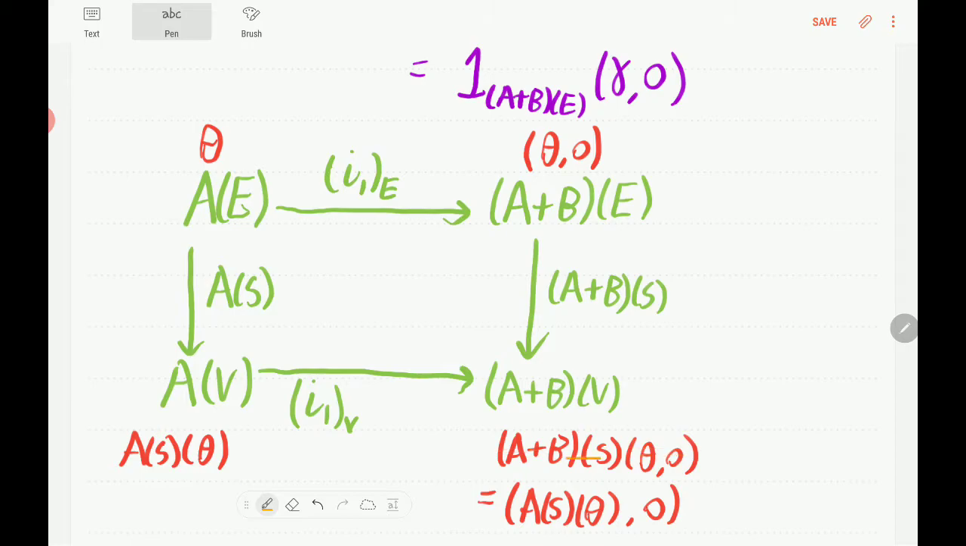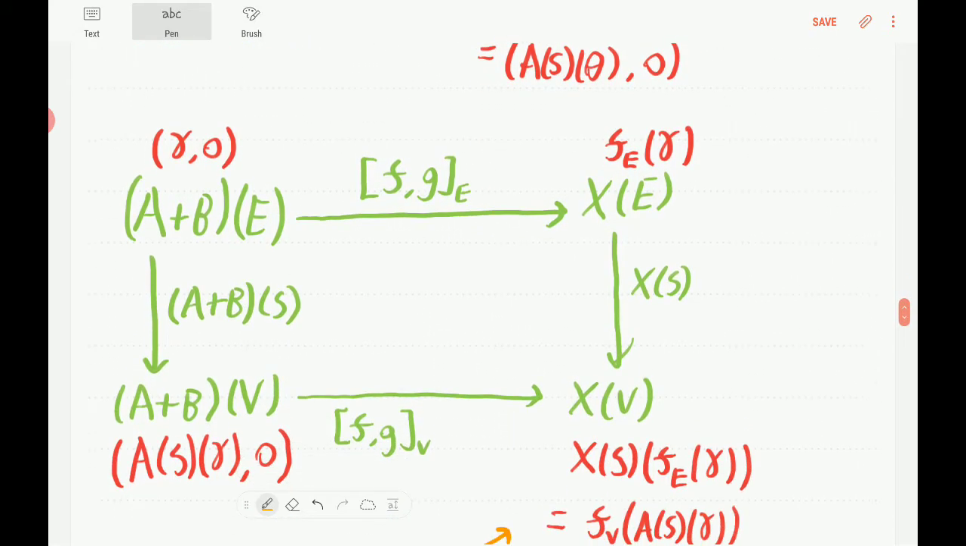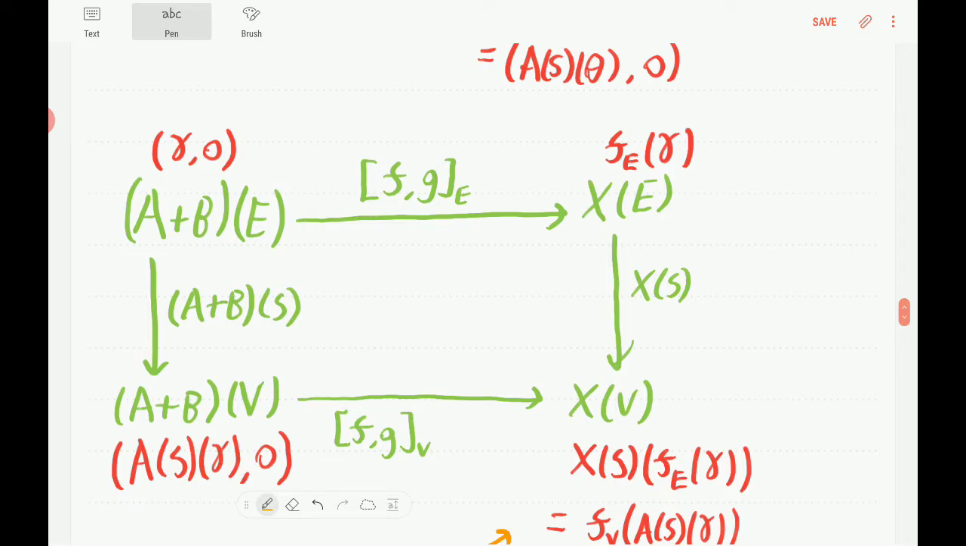But now if we know how A plus B of S works, we actually know that this is equal to this. So yes, this is a natural square, and that means that I1 is a natural transformation from A to A plus B. And by similar reasoning, you can show that I2 is a natural transformation from B to A plus B.